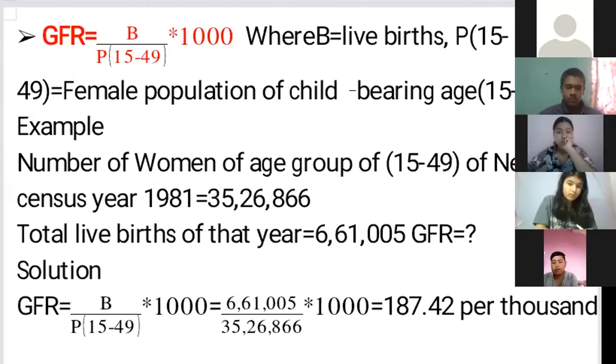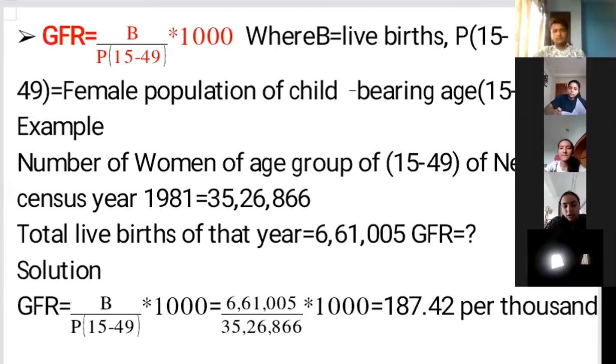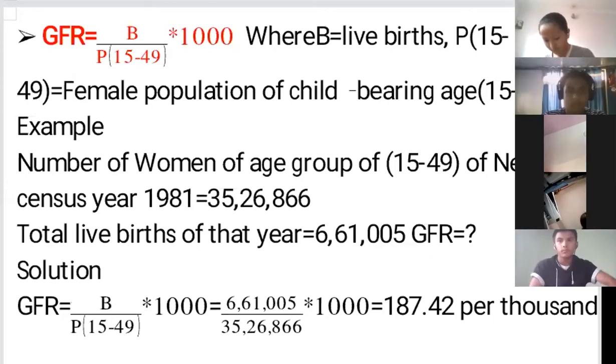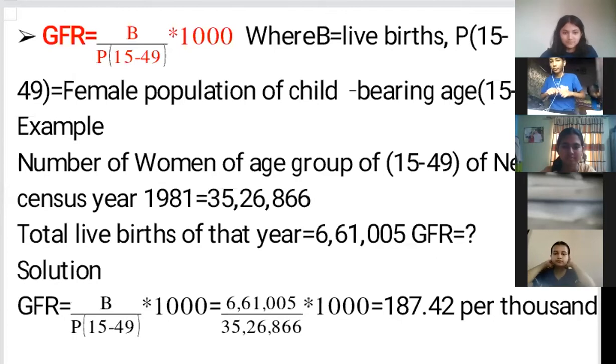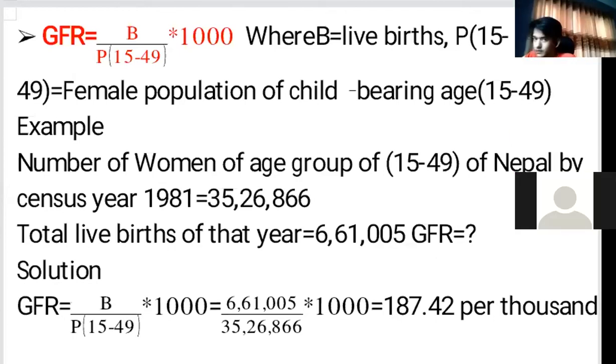GFR, the general fertility rate, equals B, same as in CBR, divided by P, and in brackets 15 to 49. What is the meaning? Inside I have mentioned the meaning of P 15 to 49, multiplied by 1000 to calculate GFR. My dear students, once again I want to repeat the formula. B divided by the total number of population, P means population, in brackets 15 to 49 years of age, multiplied by 1000. Now B equals birth, same as in the CBR, you can see.